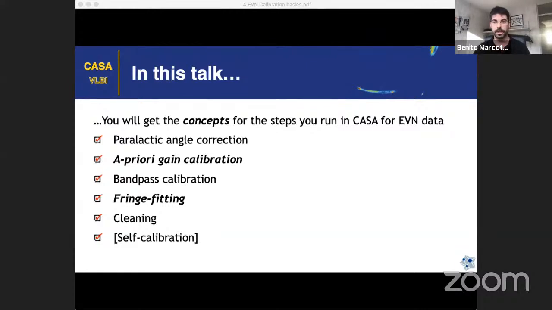And there are some that are really particular to VLBI, like the a priori gain calibration, so how we apply the system temperatures, as you had a discussion yesterday and also in the chats, and the fringe fit. In this talk, I'm not going to focus on the details about the basics of each of these. I will explain the concept and why they are needed, but then you are going to have different, focused lectures on each of these steps.